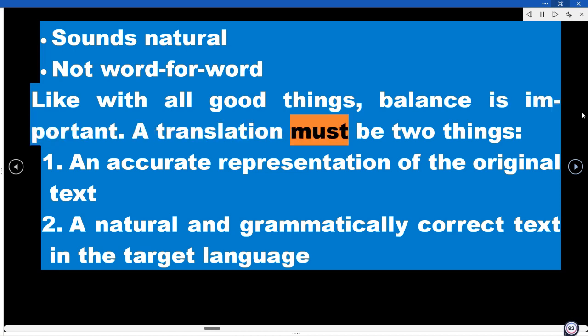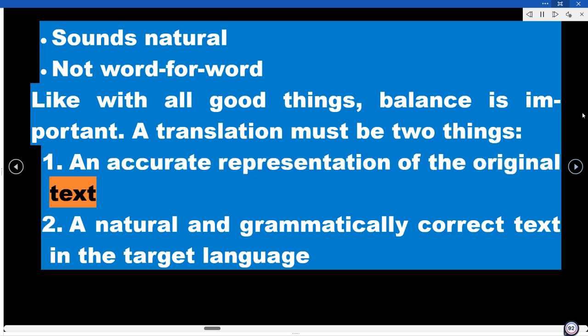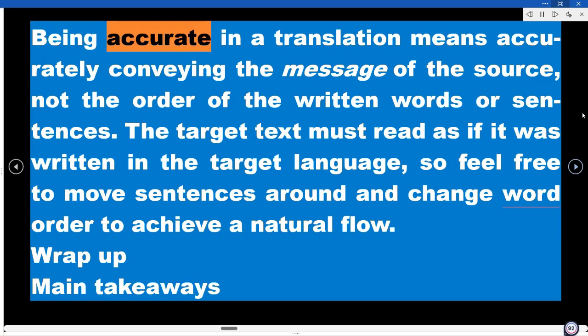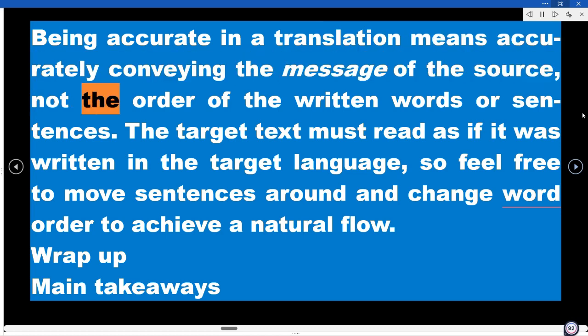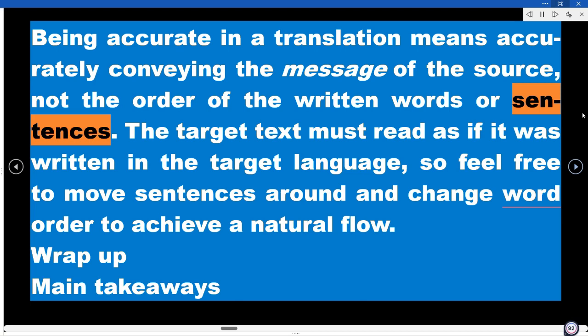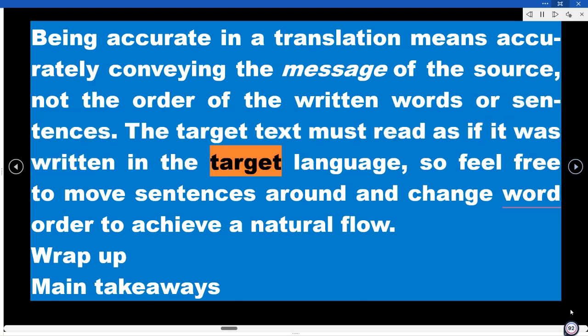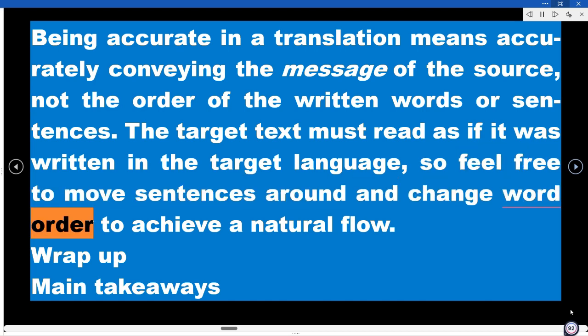Like with all good things, balance is important. A translation must be two things. An accurate representation of the original text. A natural and grammatically correct text in the target language. Being accurate in a translation means accurately conveying the message of the source, not the order of the written words or sentences. The target text must read as if it was written in the target language, so feel free to move sentences around and change word order to achieve a natural flow.